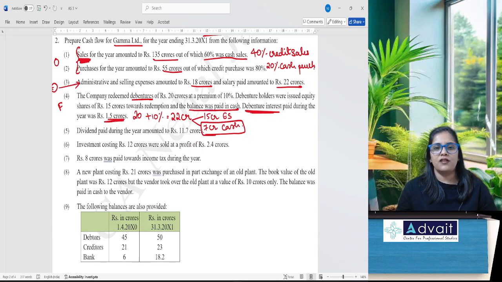Okay. Dividend paid during the year amounting to rupees 11.7 crores. Guys, we are paying dividend. Whom will we pay dividend to? Our equity and preference shareholders, right? So again, they are our financing activity.